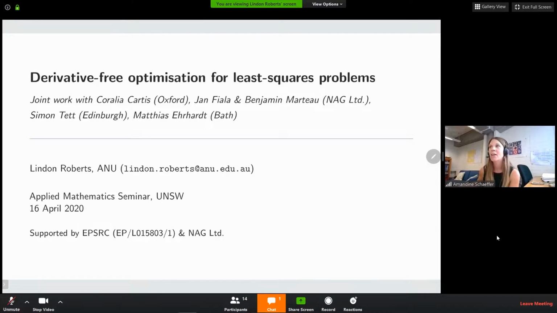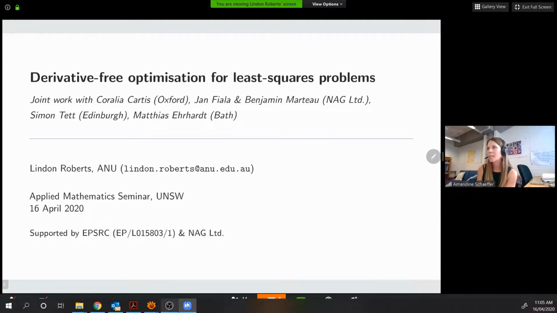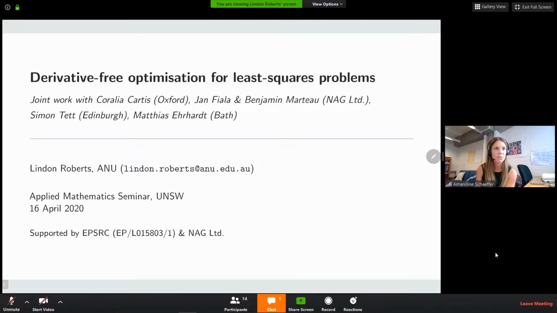So today we have Lindon Roberts. He's from ANU, a fellow at the Mathematical Science Institute over there in Canberra. And he's going to talk about derivative-free optimization methods. I just read in his biography that the paper was voted the best paper, got the best paper award in 2019, which is pretty exciting. And apparently the software is available as well for this new algorithm. So very exciting. Thanks for coming, and it's all yours.